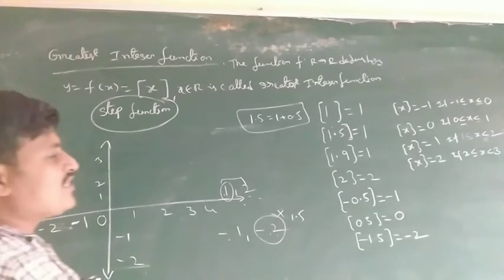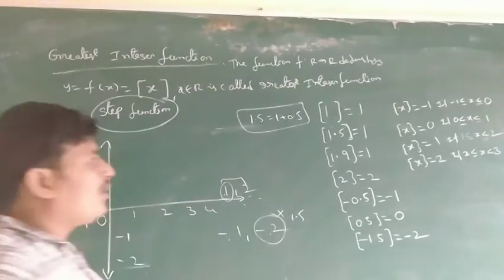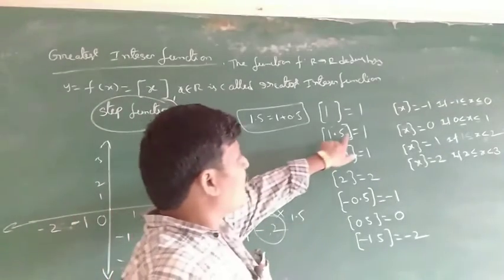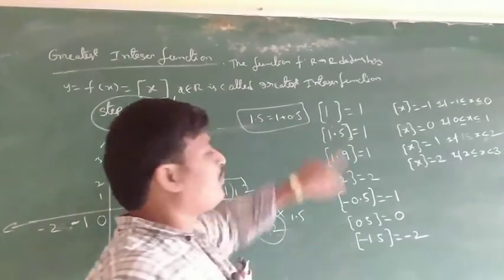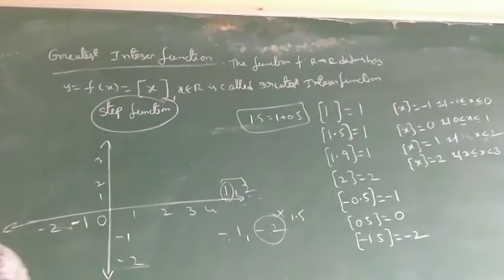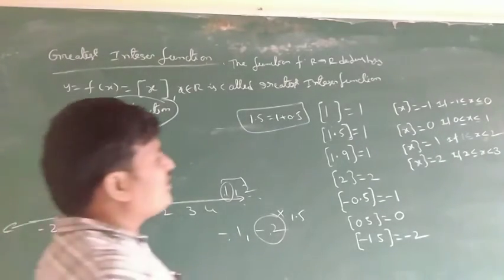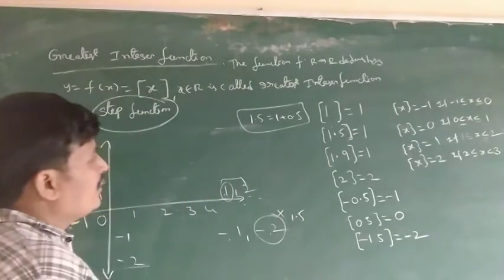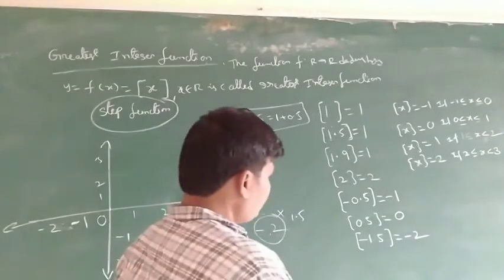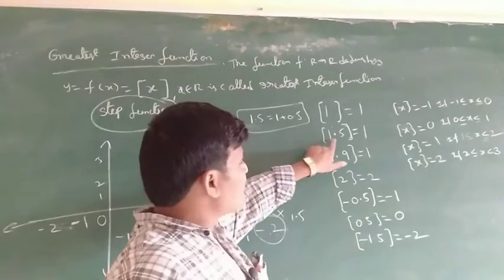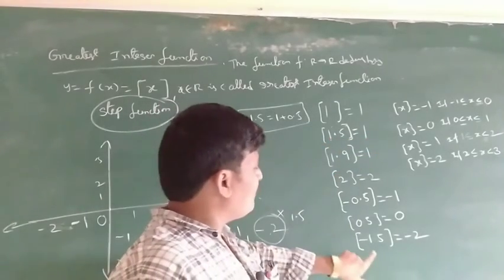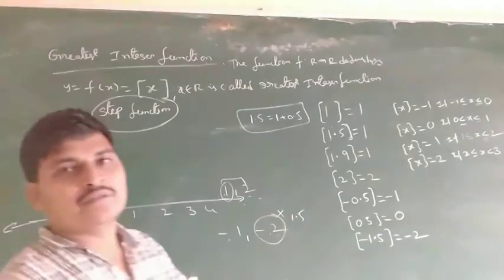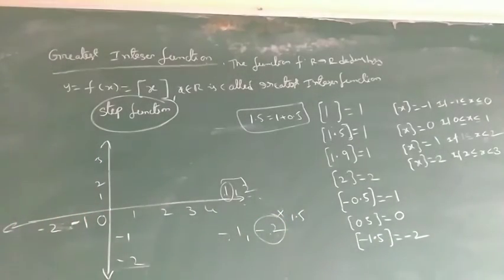Step of x is called the integer part of x. In 1.5, what is the integer part? 1 is the integer part, 0.5 is the fractional part. So the answer is only the integer part. In negative values, plus 1.5 is equal to 1. Now, minus 1.5 is equal to not minus 1, no, minus 2.